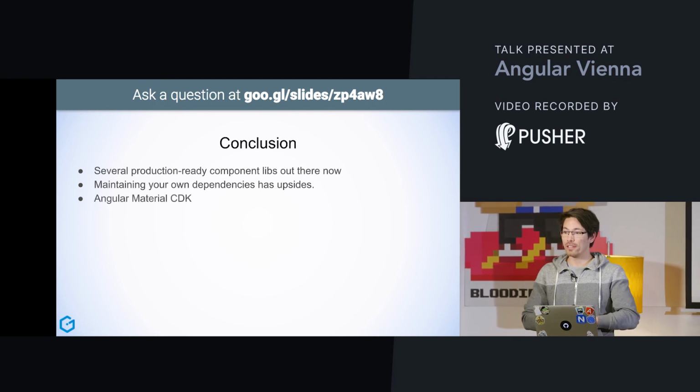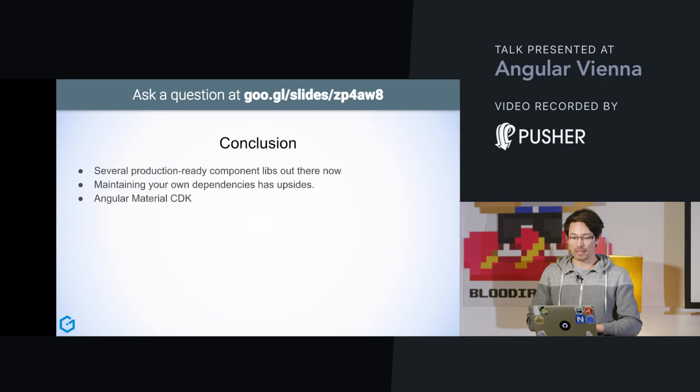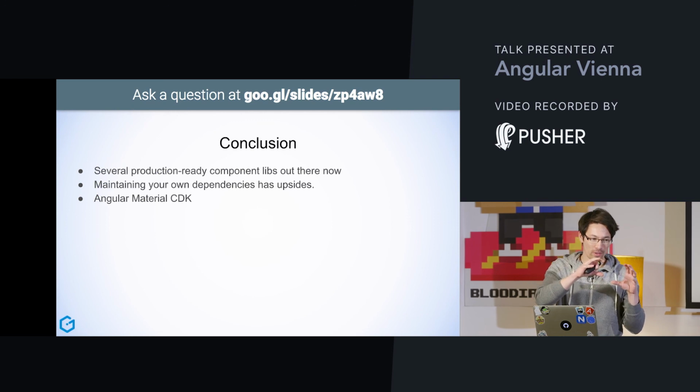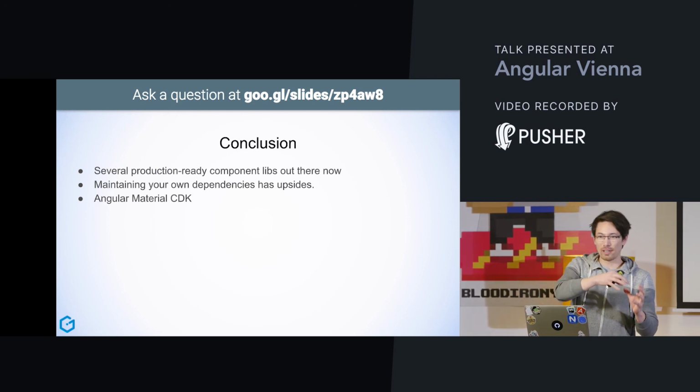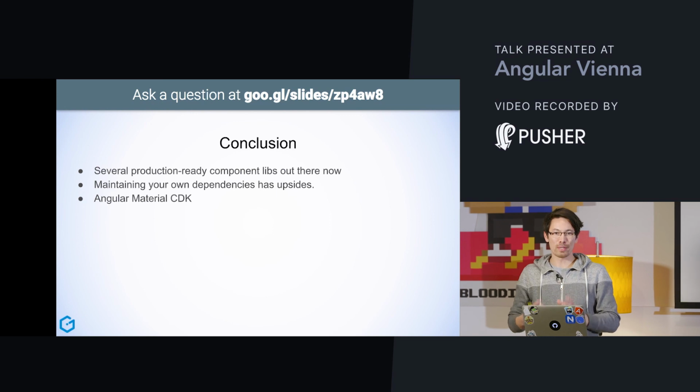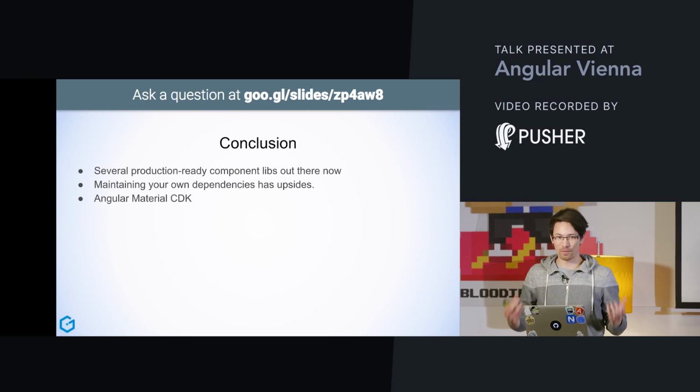If you do find that you need to write your own library, then there is such a thing as the Angular Material Component Dev Kit. Has anyone heard of that? Okay, yeah, a few of you. So the basic idea is that the Angular Material team, they're producing a library which is extremely high quality. And what they did is they took some of the core parts and they extracted them out into a development kit which you can use to build any kind of UI library.